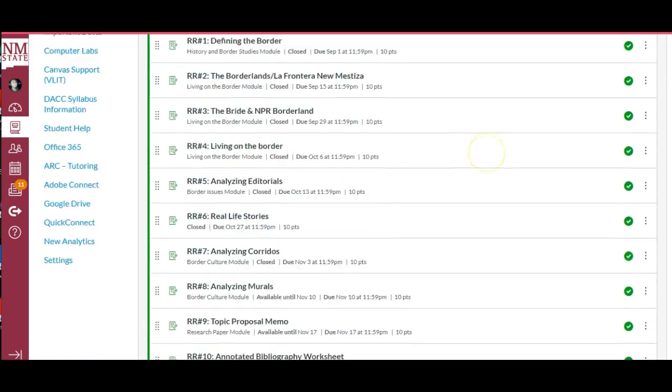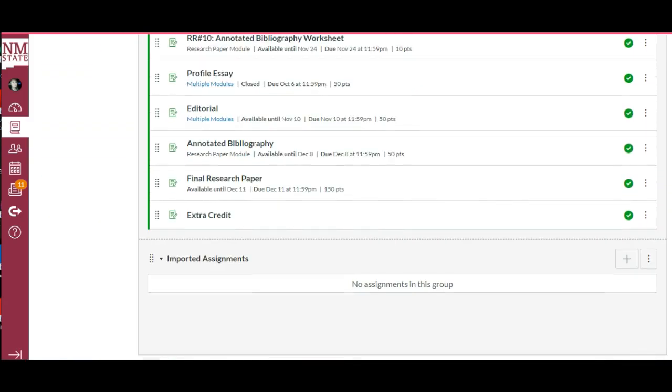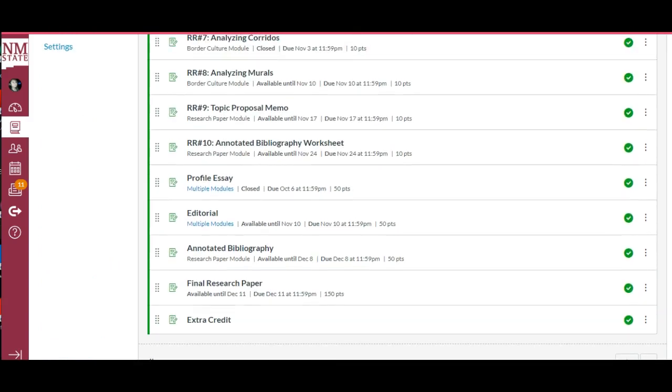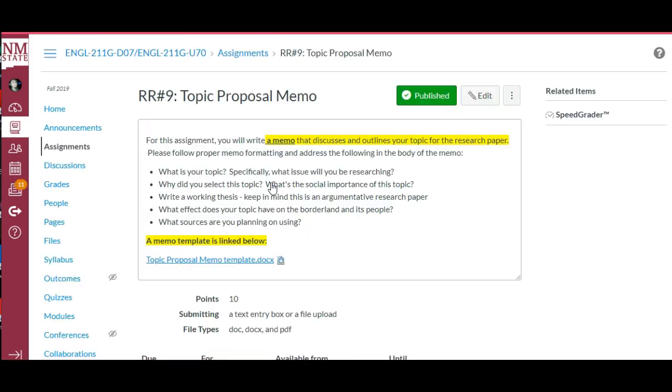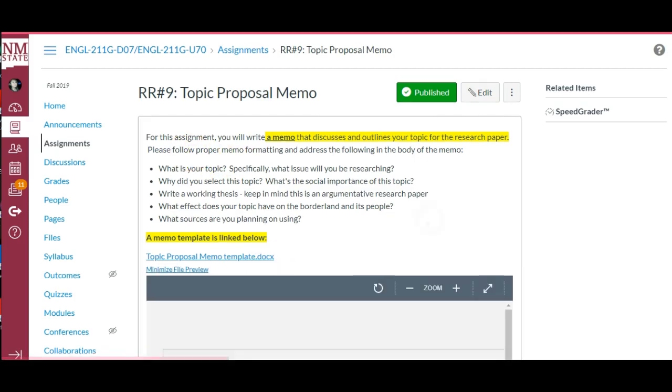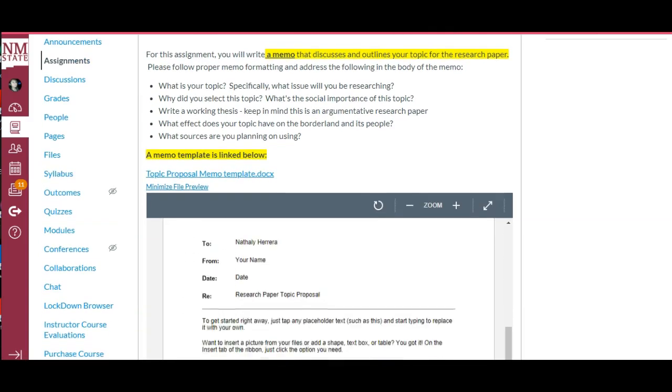So this is going to be a series of assignments. So basically, the research paper process is going to be broken up into 3 steps. The first step is to write a topic proposal memo. So this topic proposal memo is going to be the first thing you submit. And basically it is going to be a memo which should be formatted as an actual memo. As we see right here, I've included a template.